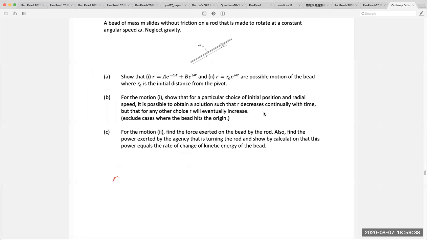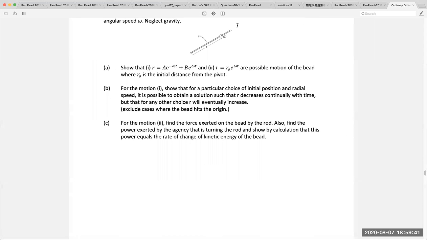So let me try to do some steps. You get this form, then first of all, we need to find the acceleration and also the velocity. For the velocity, you get r dot r hat plus r phi dot phi hat. When you differentiate r once, and phi dot, that means it's omega. So you get this form.